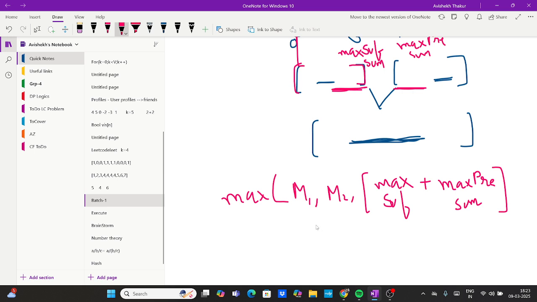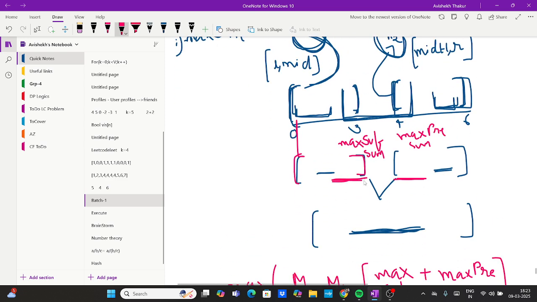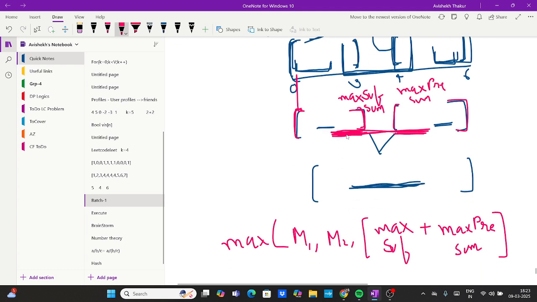Max suffix sum means, after finding the max, the remaining elements, right? Max means this part. Okay, this is the small subarray, right? This is the first part, this is the second part. So when you join together, this thing will get combined, right? So if we somehow store the maximum of this and the maximum of this, that is what the blue line is, right? The blue line is nothing but maximum suffix plus maximum prefix. Can I say that?